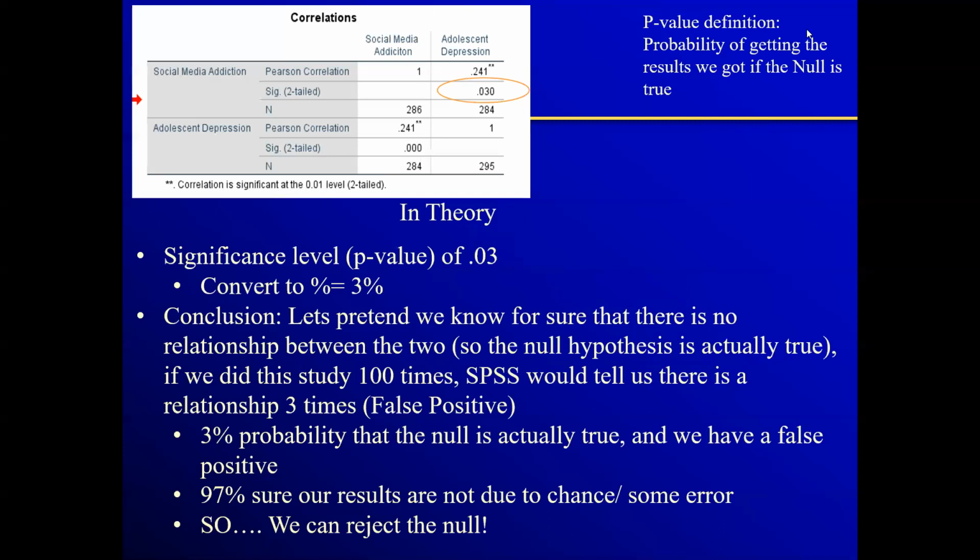All right, once again, I'm going to repeat it. There's a 3% probability of getting these results if the null is actually true. And this is saying the null is not true, right? It's saying, hey, there is a positive correlation between these two variables. And 3% of the time, we're going to be wrong, and the null is actually true. And as psych researchers, because we made that arbitrary cutoff of 0.05, we're okay with being wrong 3% of the time.